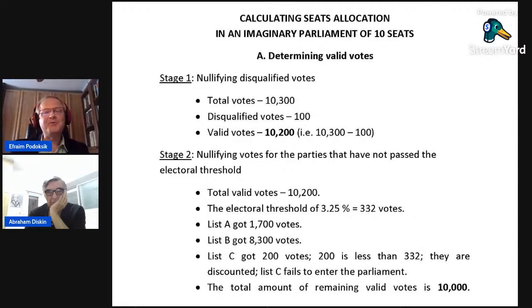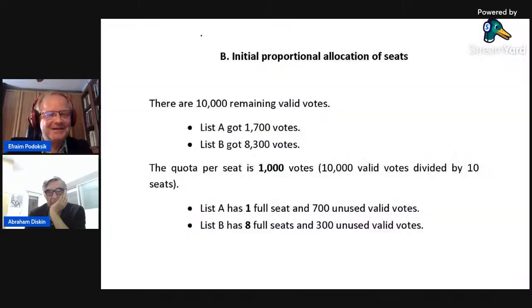And now you can take a deep breath and say, oh, now it's easy. Now we are going to allocate the seats with proportional representation, everything is easy. But actually now the complications begin. And therefore I invited Professor Diskin here, who will explain to us all these complications and changes in the Israeli law, which determine how many seats each of these two parties is going to get in the Israeli parliament. Professor Diskin, now I pass it back to you.